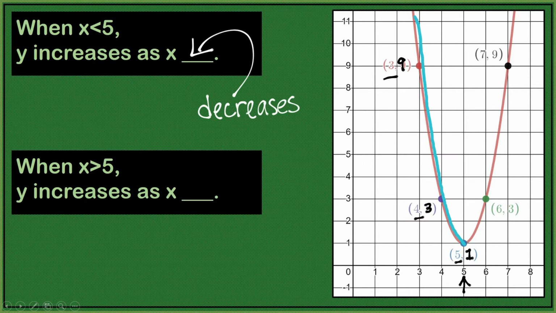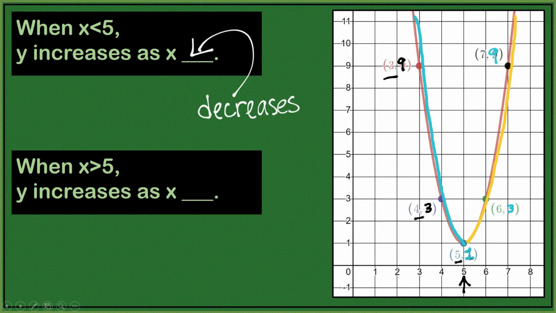Now, the second part of the problem, they're asking us what's going on when x is greater than 5. Well, when x is greater than 5, they're talking about the right-hand side of the parabola. And it says the y's increase as x does something. So let's look at the y's again. I have y equals 1. I have y equals 3. I have y equals 9.